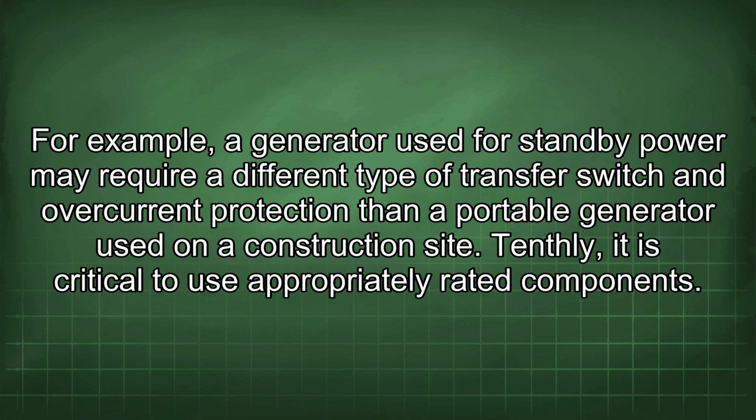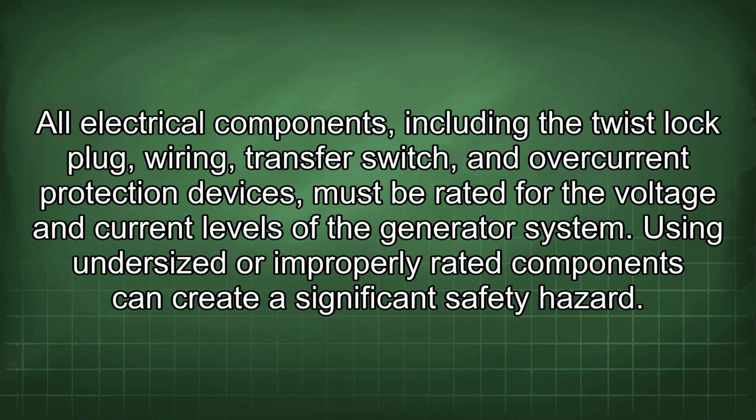Tenthly, it is critical to use appropriately rated components. All electrical components, including the twist lock plug, wiring, transfer switch, and overcurrent protection devices, must be rated for the voltage and current levels of the generator system. Using undersized or improperly rated components can create a significant safety hazard.